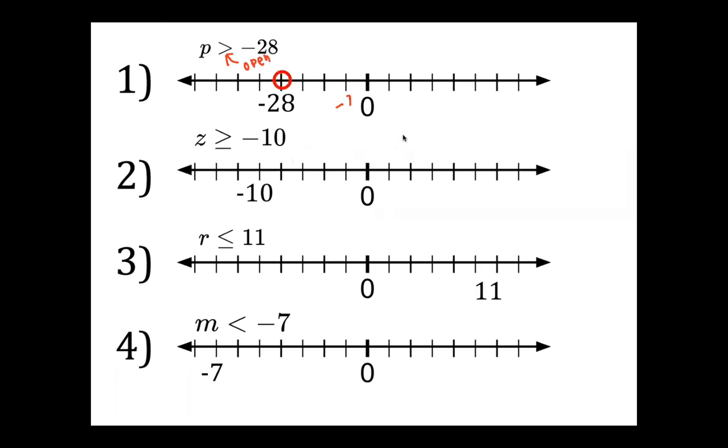Once you've plotted your point, draw your line in the same direction as the inequality symbol since your variable is on the left. So that is pointing towards the right.